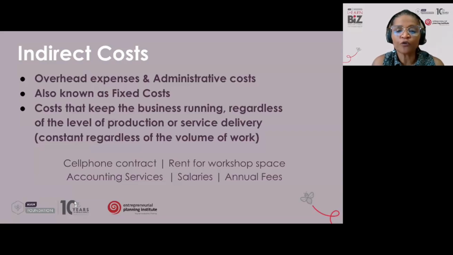Regardless of how you've done your service delivery or production, these cost volumes are not altered. So these we call indirect costs. It could be cell phone, it could be rent. They cannot be linked directly to whether I have sold to a customer or not.